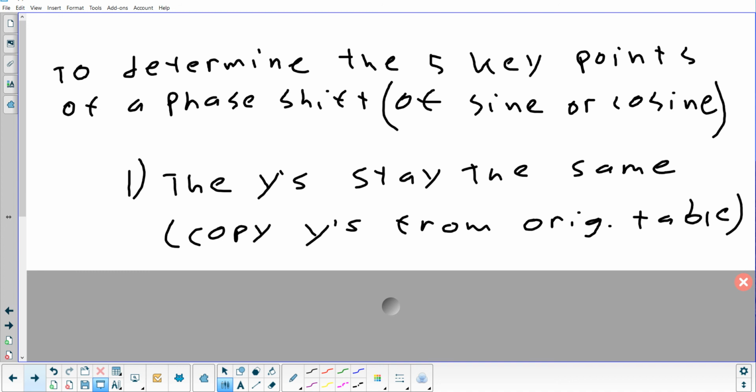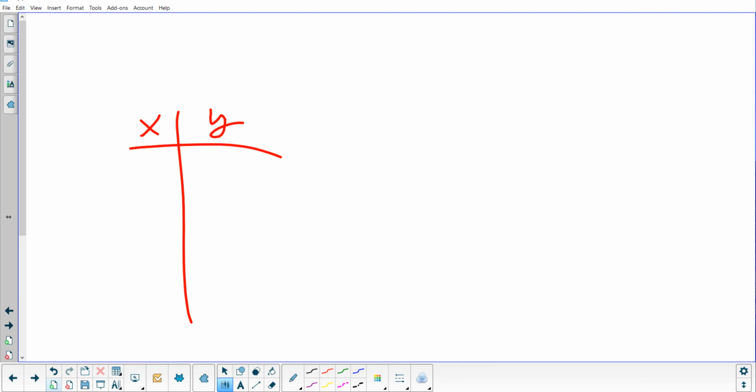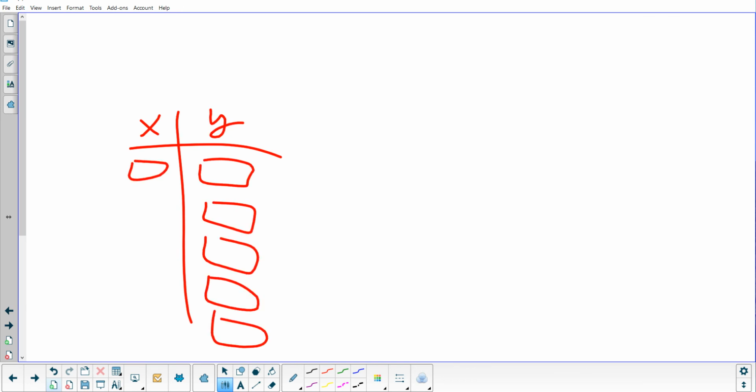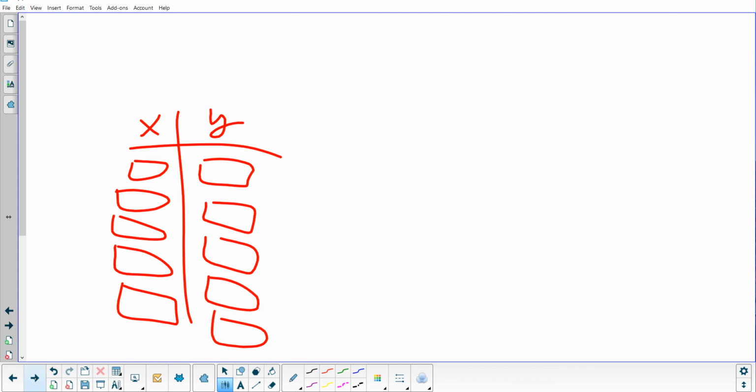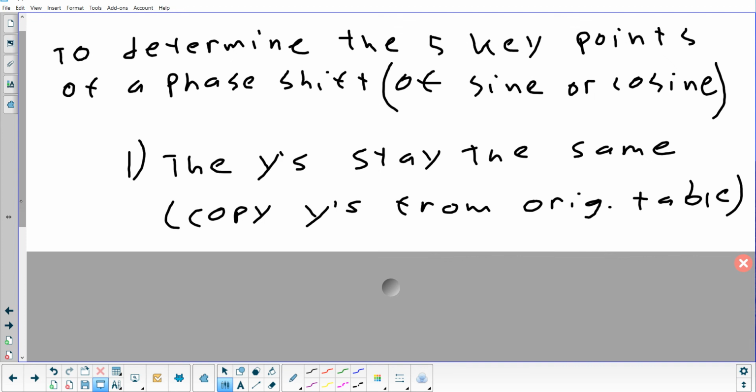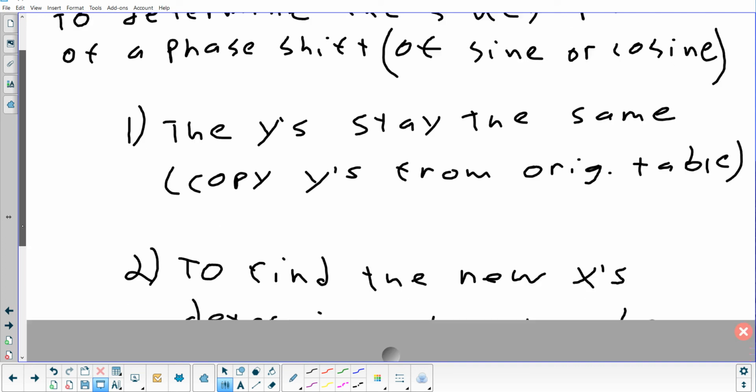The way a problem like this would be set up on the test is I'm going to give you a table, and it'll look just like this. And there'll be 10 blanks, and you're going to fill in all 10. You're going to make a new table. Well, if you know the y's are going to stay the same, all you have to do to fill in the y's is look at your original table and copy the same numbers down. If you know what column stays the same, that's an easy 5 points. This table would be worth 10 points on the test: 1 point for each y, 1 point for each x you get right. So, shifting left and right, the y's stay the same, but the x's are going to change.